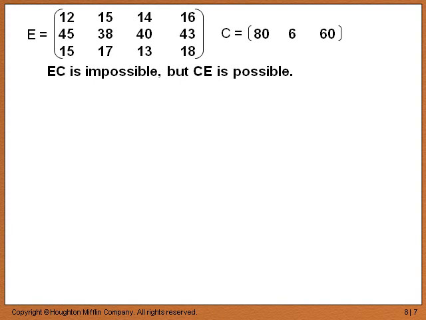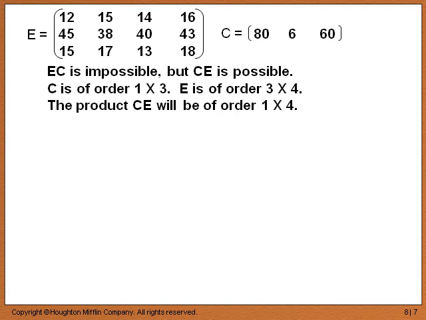Alright, now you should pause the video, calculate CE, and then resume when you have an answer. So C is of order 1 by 3, E is of order 3 by 4. The product CE will be of order 1 by 4. Remember that the order of the product is determined by the number of rows of the left-hand matrix and the number of columns of the right-hand matrix. And so we get CE equals [2130, 2448, 2140, 2618].